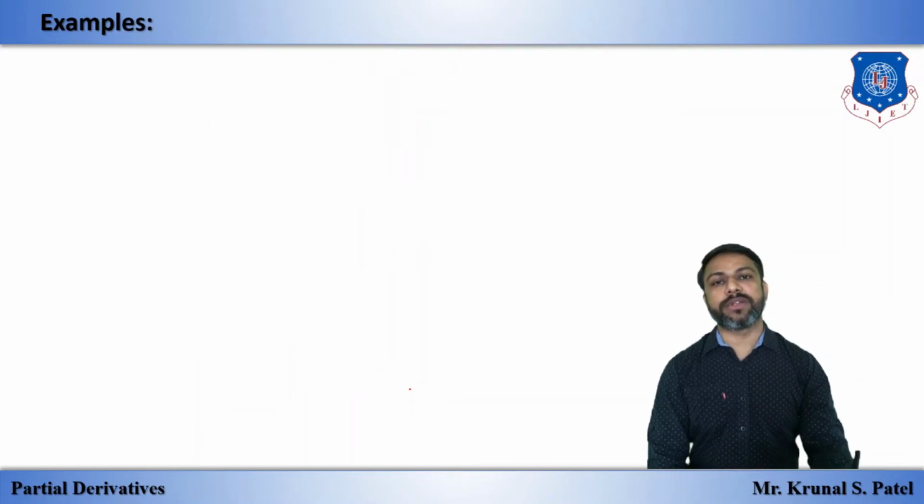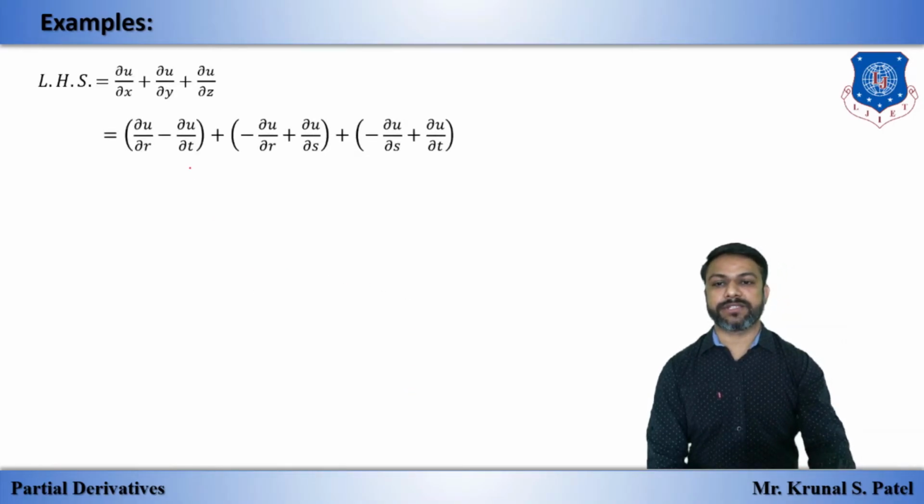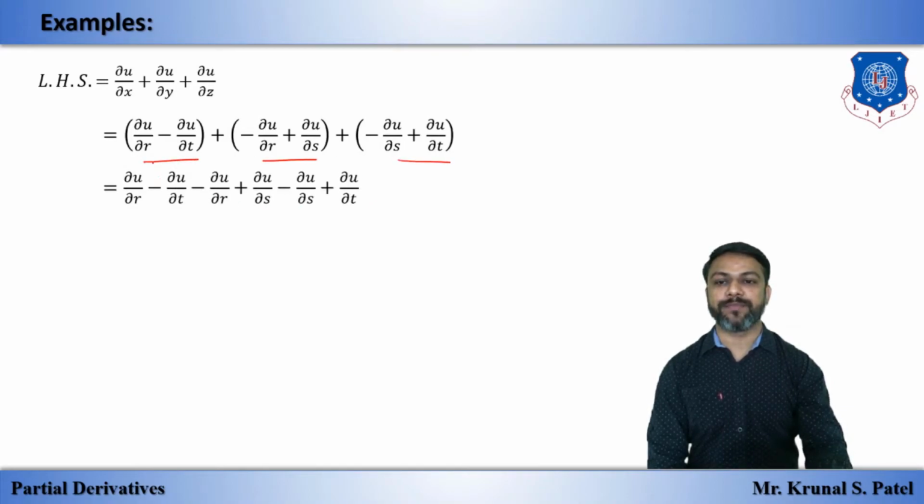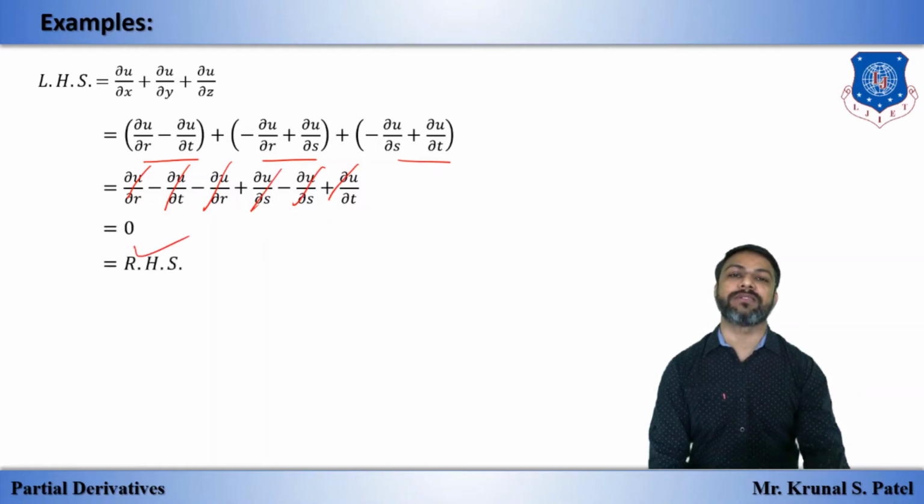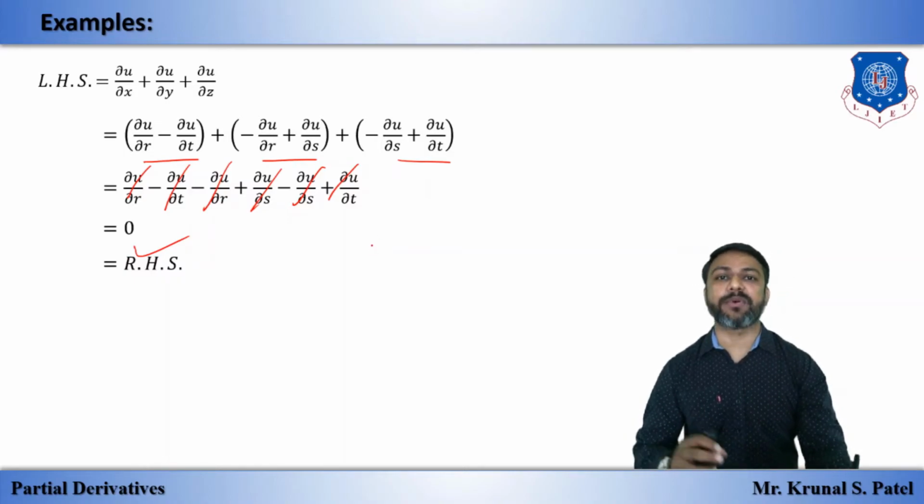Now we will put equation number 1, 2, and 3 on the left hand side. This is equation number 1, 2, and 3, and by opening the brackets, by cancelling out these terms, we have plus and minus, minus and plus, and plus and minus, we will get the answer 0. That is our right hand side. Simple example. Okay, so this is the second type of example.